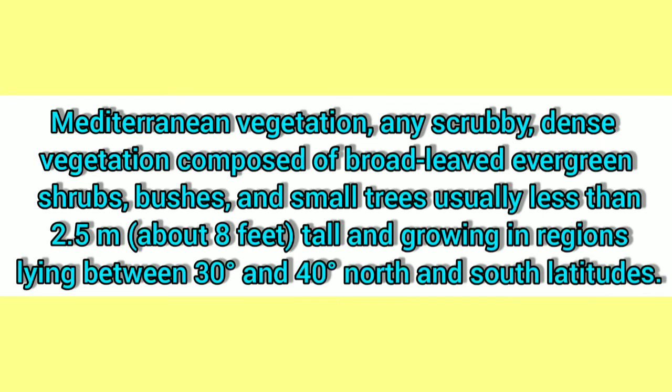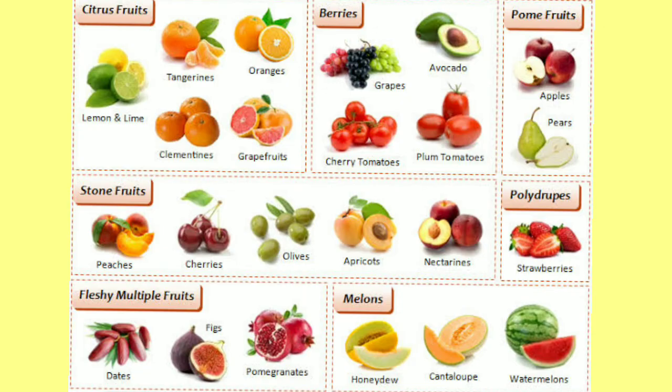These regions are marked by dry summers and mild rainy winters. Citrus fruits like the orange, figs, olives, grapes are commonly cultivated here because people have removed the natural vegetation in order to cultivate what they want to. There is not much wildlife here.